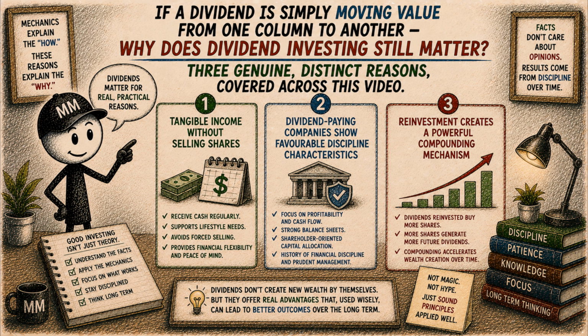Second, dividend-paying companies, as a category, have historically demonstrated certain favorable characteristics, covered in Segment 4, related to financial discipline and stability, distinct from the cash payment mechanism itself. Third, and most powerfully, covered in Segment 3, reinvesting dividends rather than spending them creates a specific automatic compounding mechanism that meaningfully accelerates long-term wealth accumulation, which is the actual source of the power referenced in this video's title.